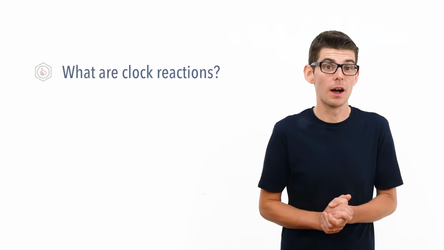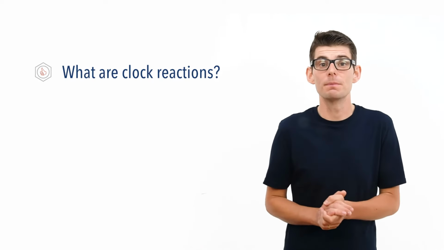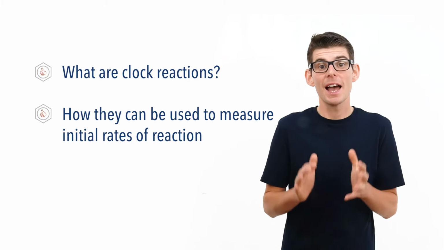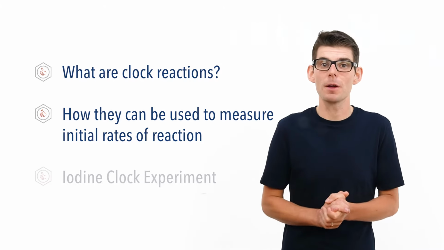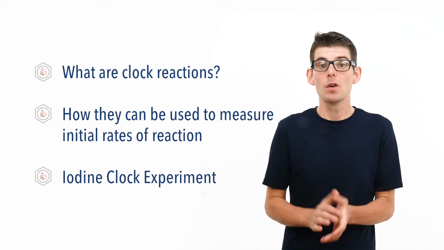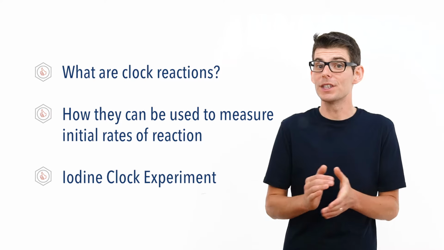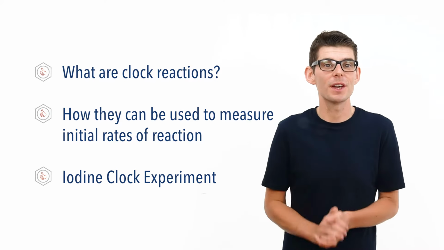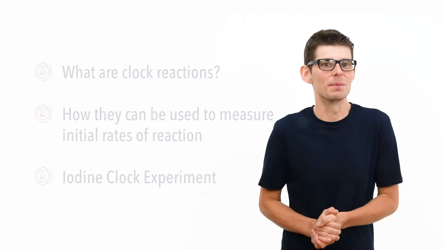In this video, we're going to look at clock reactions and specifically the iodine clock experiment. We're going to talk about what clock reactions are, how they can be used to measure initial rates of reactions, and go through the iodine clock experiment in detail. Rates of reaction, orders, and rate equations have been covered in separate videos. Check the links in the description below.